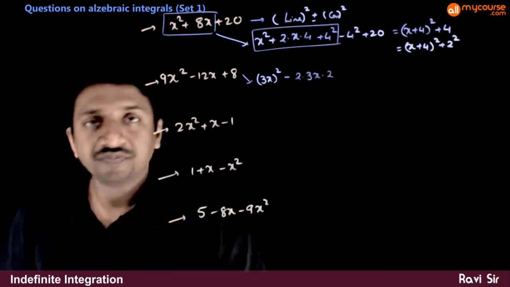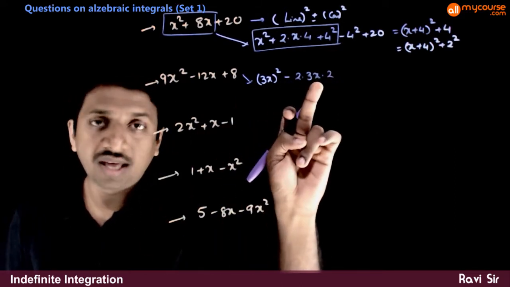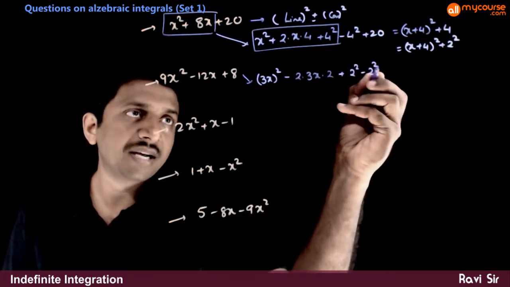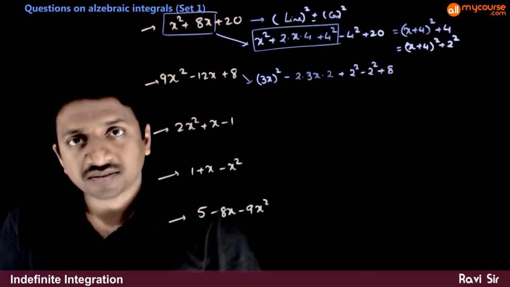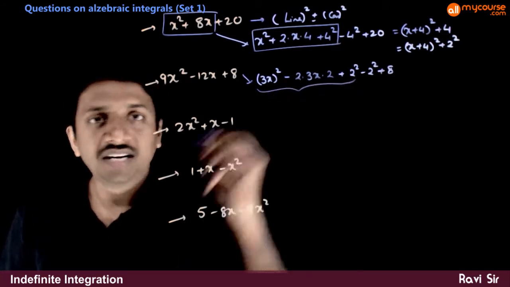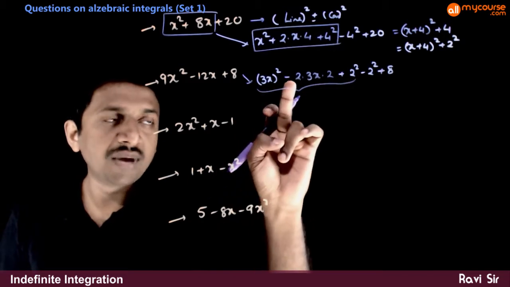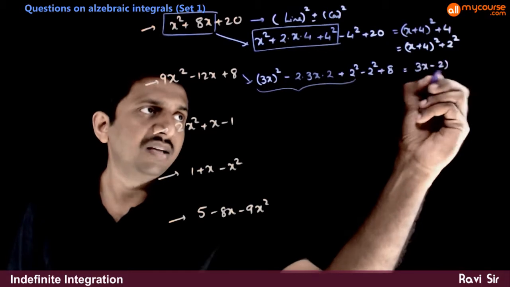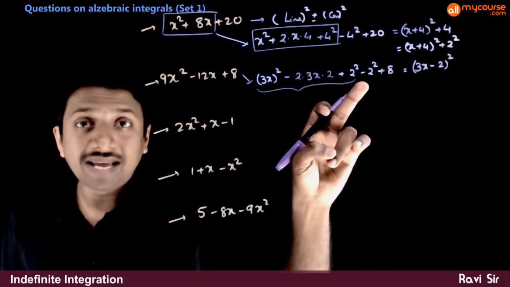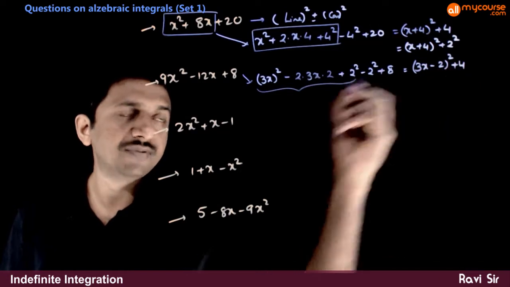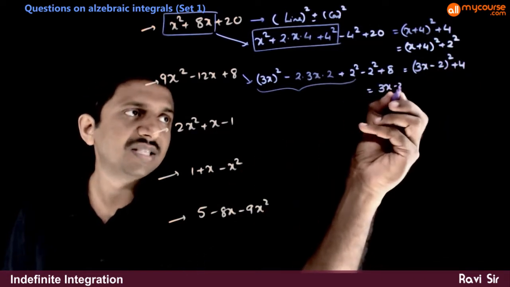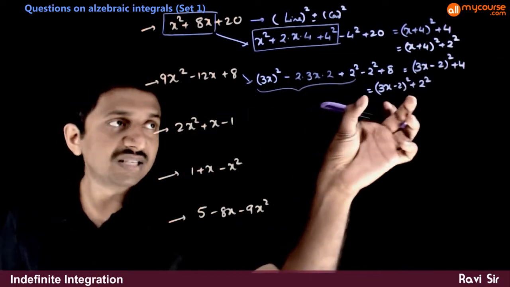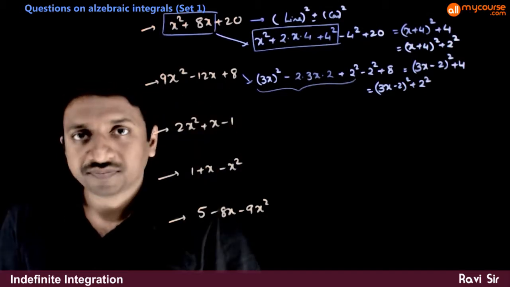So you need an extra 2ab. So to complete the square, you need a b square. So add a 2 square and subtract a 2 square. 8 remains as it is. So what do the first 3 terms represent? A square minus 2ab plus b square is a minus b whole square. So minus 4 plus 8 is again plus 4. So this can be written as 3x minus 2 whole square plus 2 square. So this is the square form of this expression.